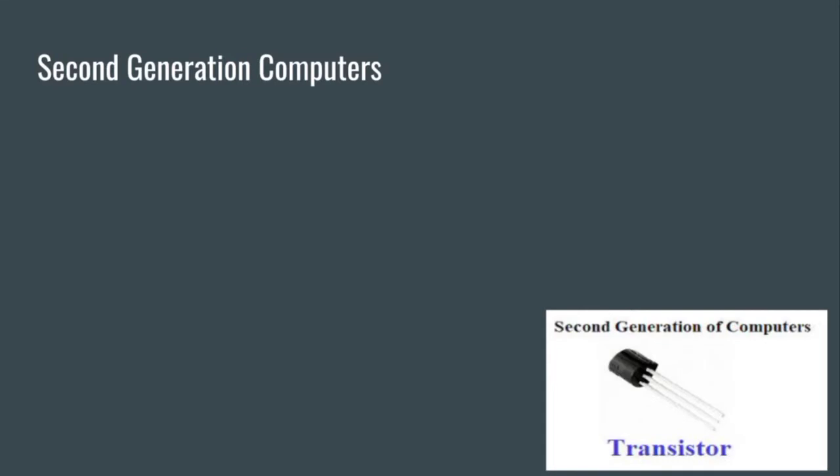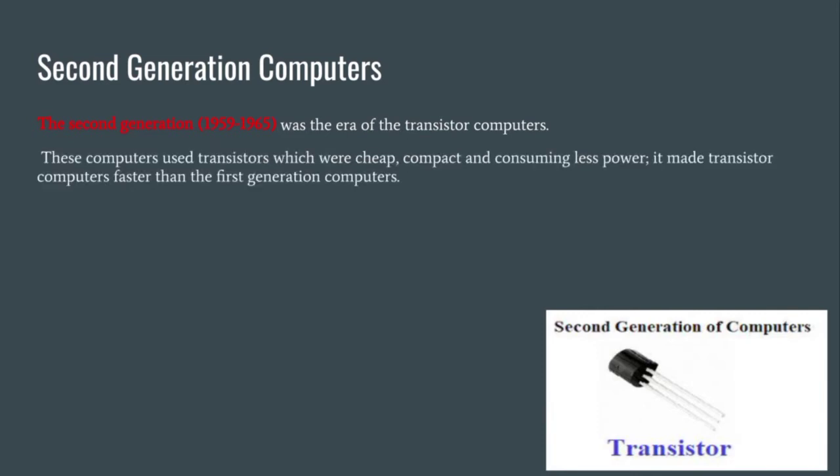Second generation of computer. Second generation of computer, from 1959 to 1965, was the era of transistor computers. This computer used transistors, which were cheap, compact and consumed less power. It made transistor computers faster than first generation computers.